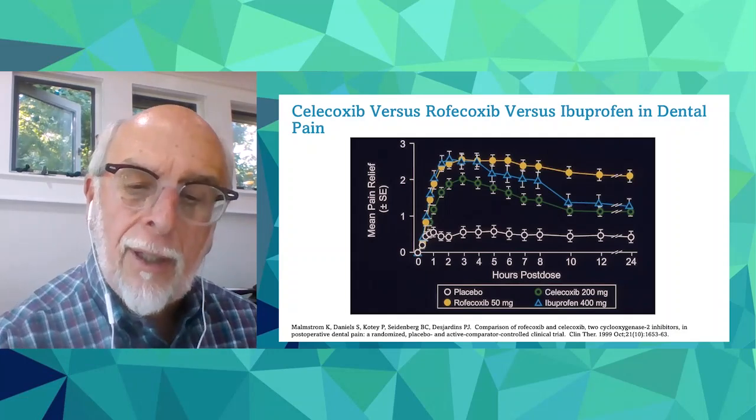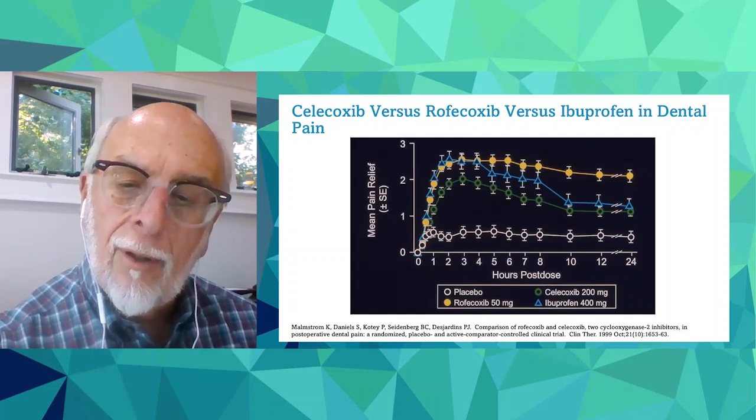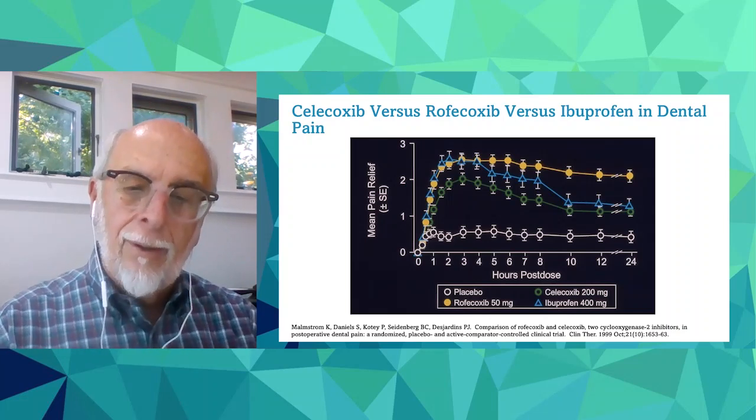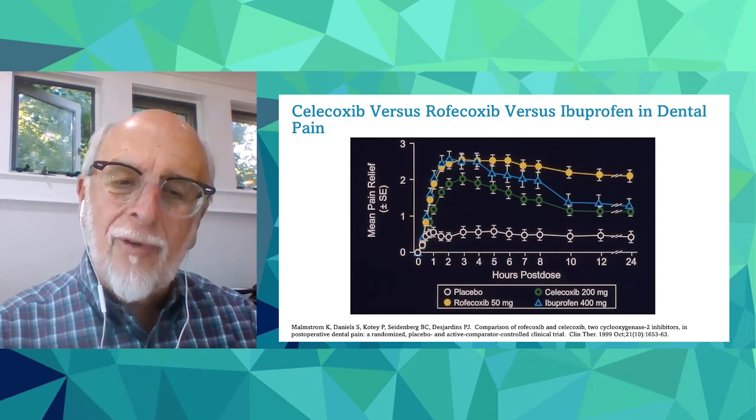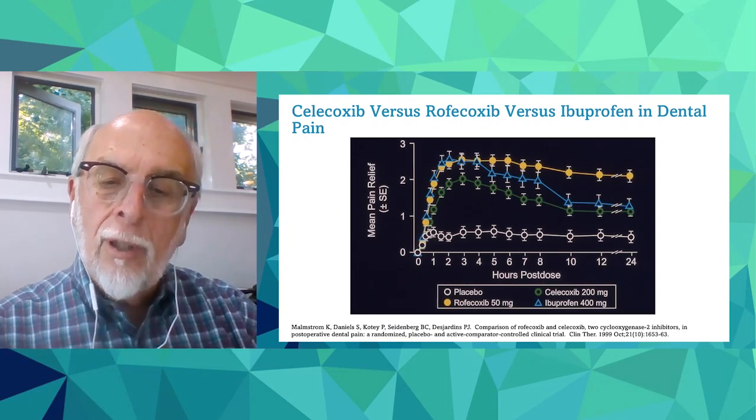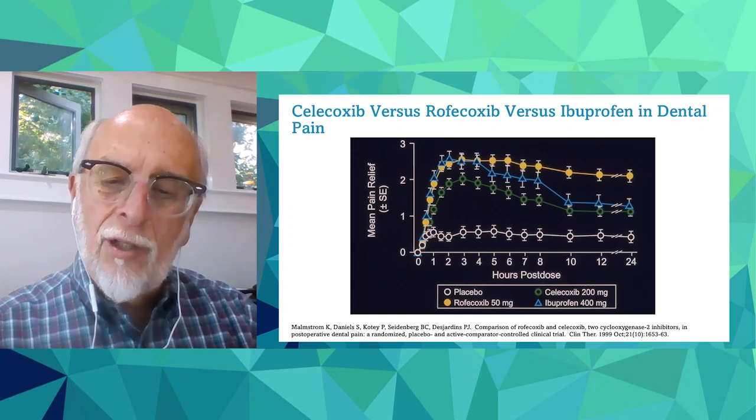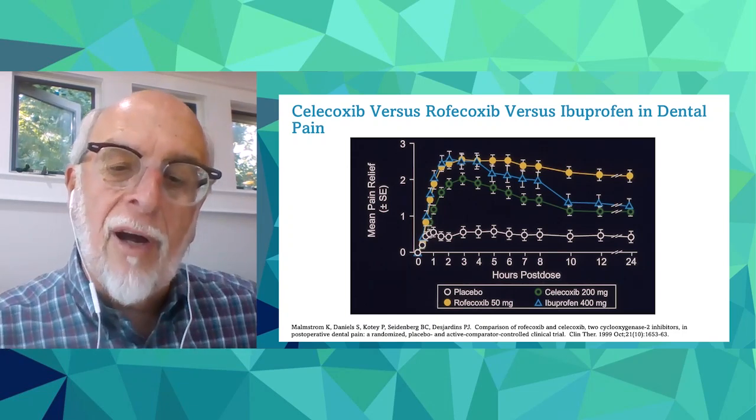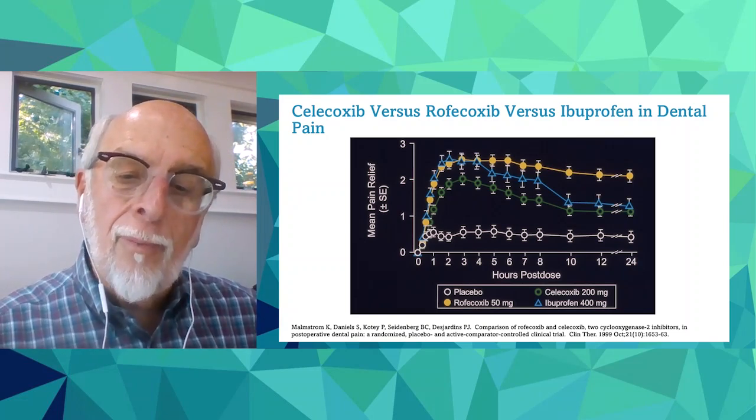So here's a study in which I was the principal investigator back in the mid-90s. And what we're looking at here is the white circles are the placebo. So you can see that's fairly low. And this is an average pain relief score. Each of these studies, each of these patient groups had about 35 to 40 patients. So here's the placebo group.